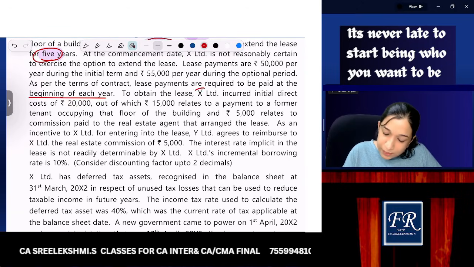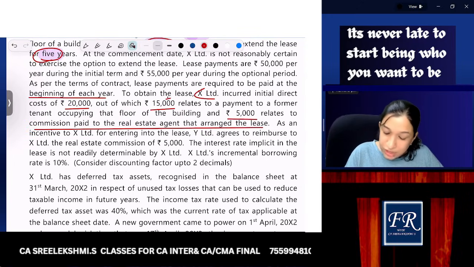To obtain the lease, X Limited, lessee, incurred initial direct cost of 20,000, out of which 15,000 relates to the payment to the former tenant occupying that floor of the building, and 5,000 relates to the commission paid to the real estate agent that arranged the lease. So initial direct cost incurred by lessee is 15,000 plus 5,000. And as an incentive to X Limited for entering into the lease, Y Limited agrees to reimburse real estate commission of 5,000. So lessee incurred 15 plus 5, of which 5 is reimbursed, which means initial direct cost is only 15,000.